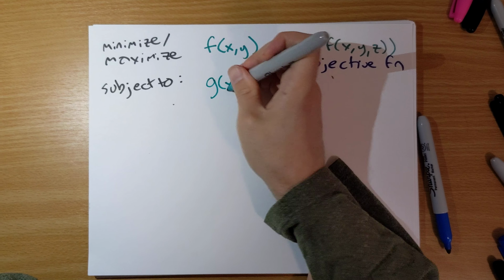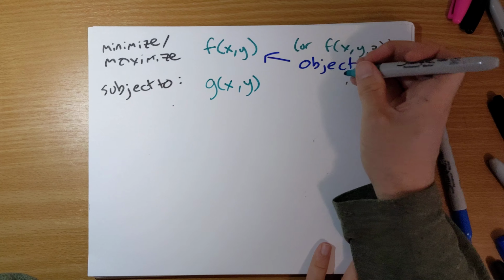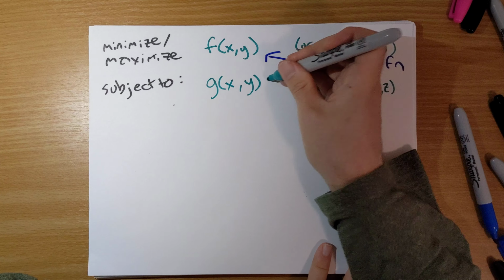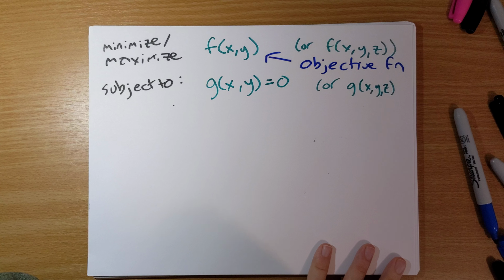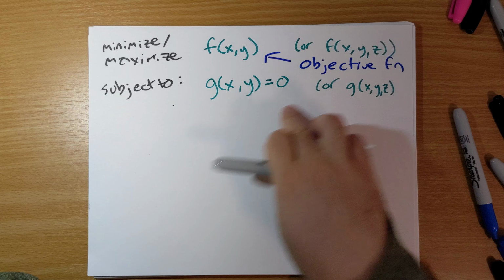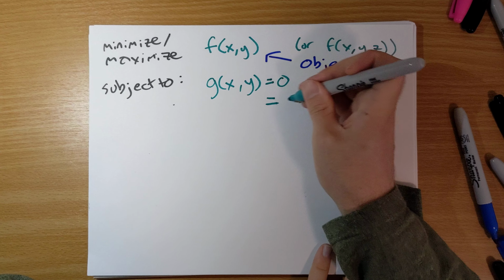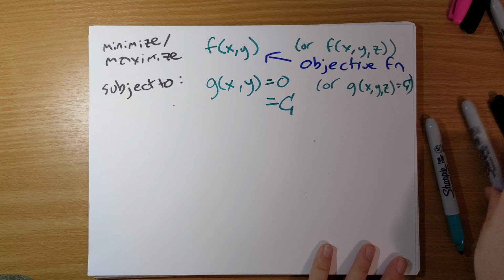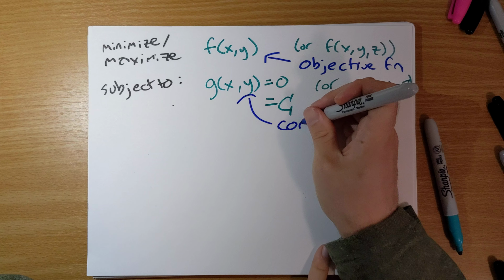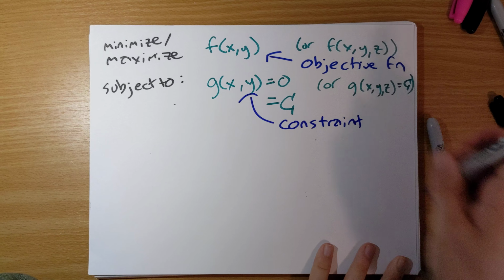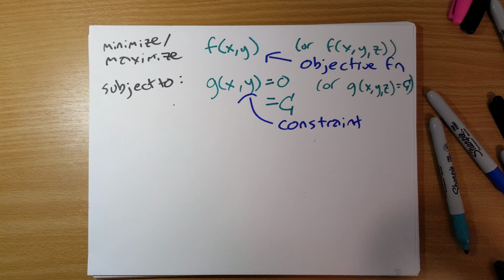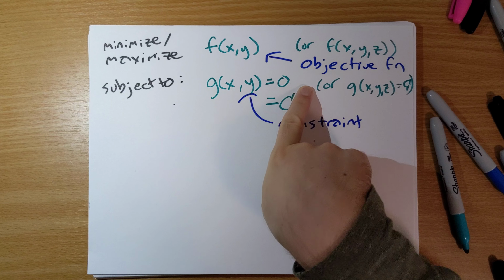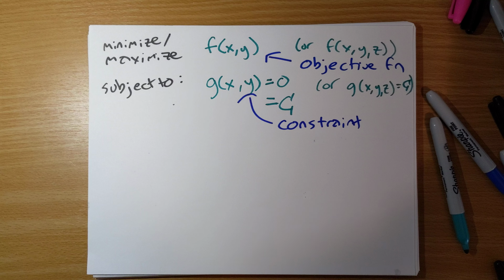And the constraint here is going to be g of x y or g of x y z is equal to 0. Or sometimes if there's a constant over here, we move the constant to the other side. So it can be any constant here. And so we could say this is our constraint. So this is the kind of problem we're dealing with. Minimize or maximize some function subject to some constraint here.